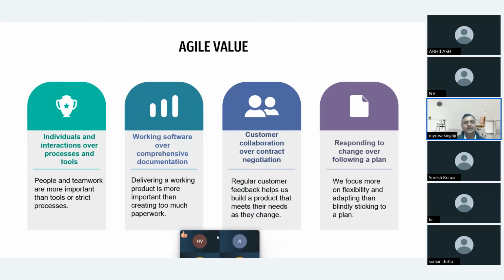Good. So now we are just saying, what are the agile values? There are four values for agile. Individuals and interactions over process and tools. This is the first value. So what will happen inside here? People and team are more important than strict process. This is the first value.